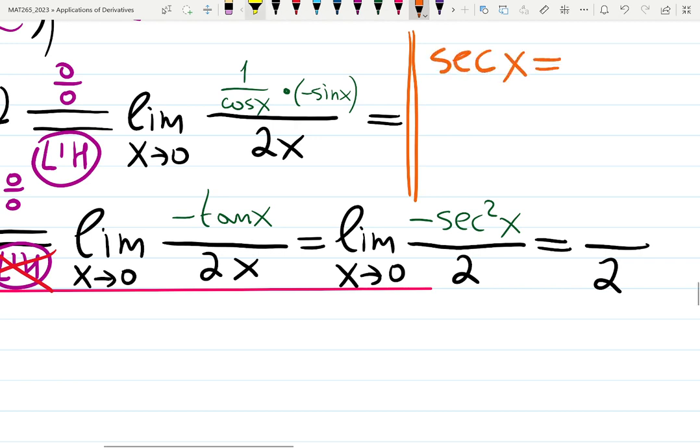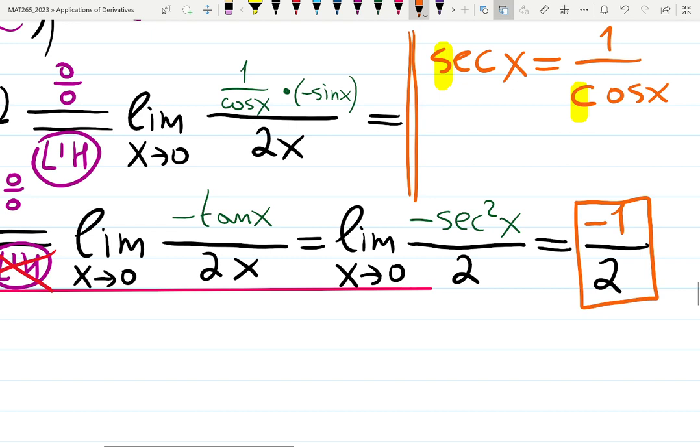Secant is, if it starts with S, it will be C, 1 over cosine. And I know these guys. I know cosine of 0, that's 1. So secant at 0 is 1. 1 over 1. So it's minus 1/2. And that's the answer. Can you do that on a test?